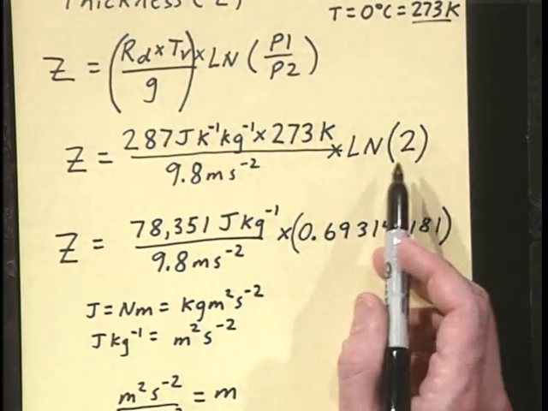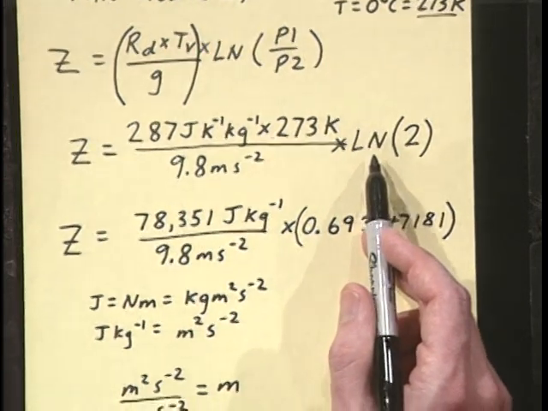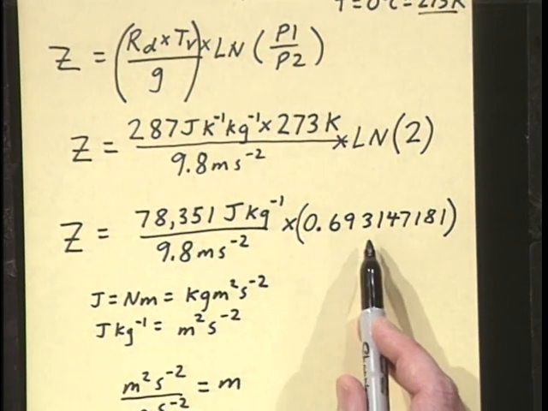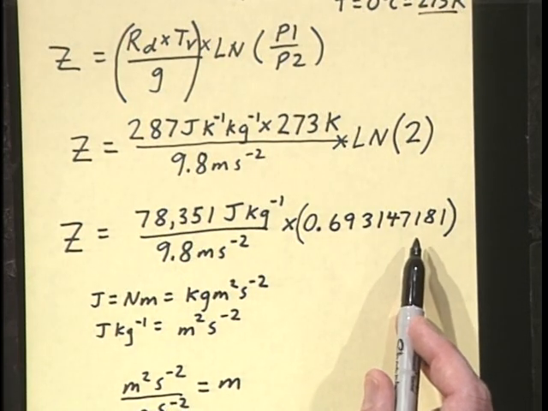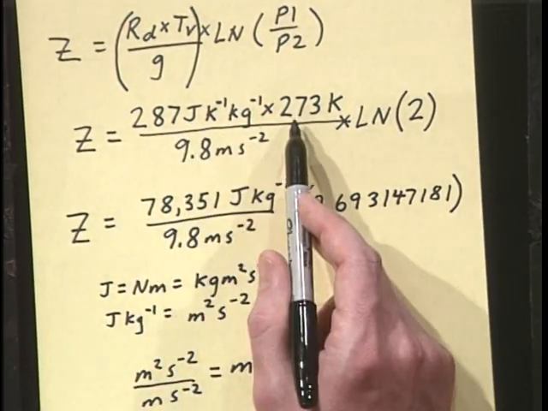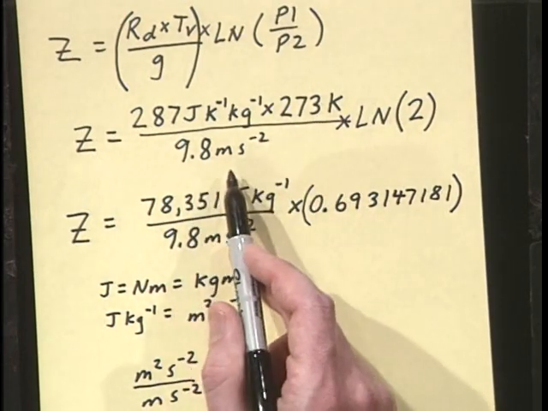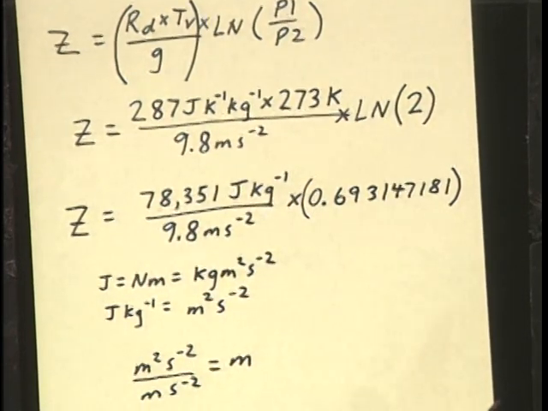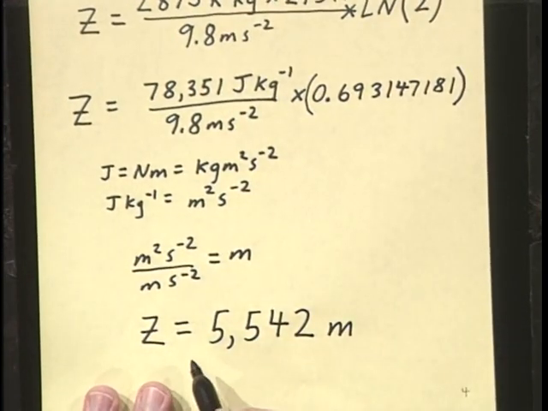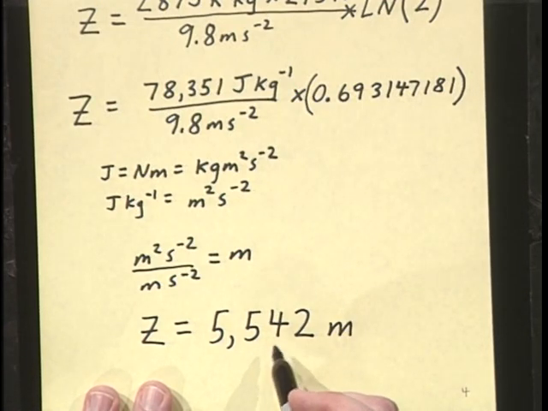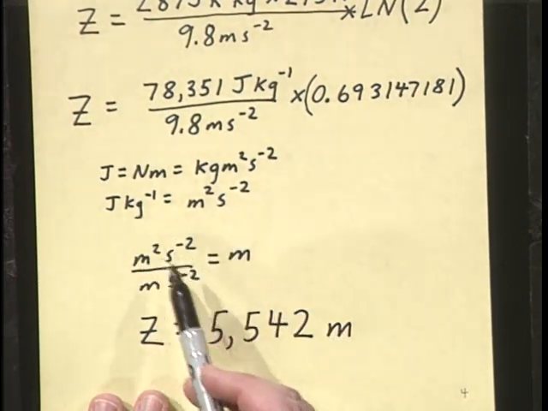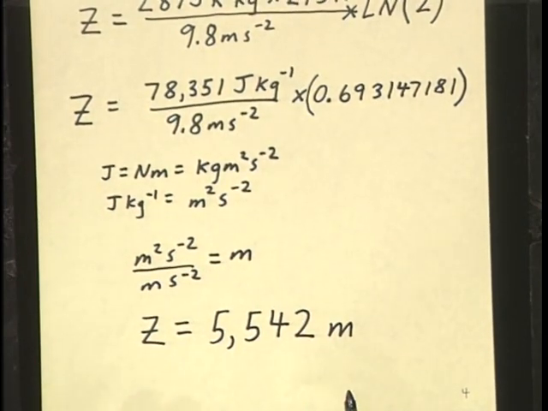So in your scientific calculator, you'd put 2 in and find the natural log of that number, and this is what you'll get: 0.693147181. And that is multiplied by 287 times 273 divided by 9.8. And when you solve those numbers out, you'll get a 1,000 to 500 millibar thickness of 5,542 meters. What I've shown in this area here is how the units are derived.